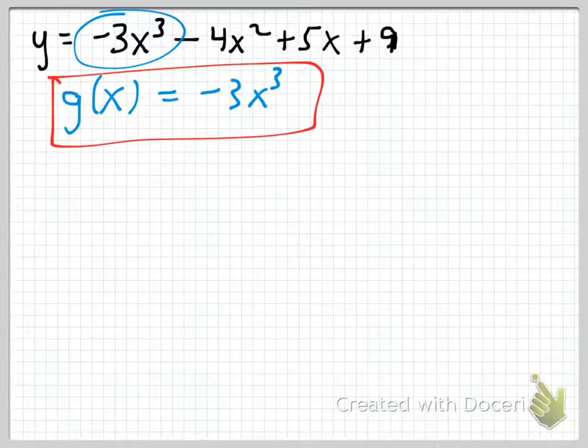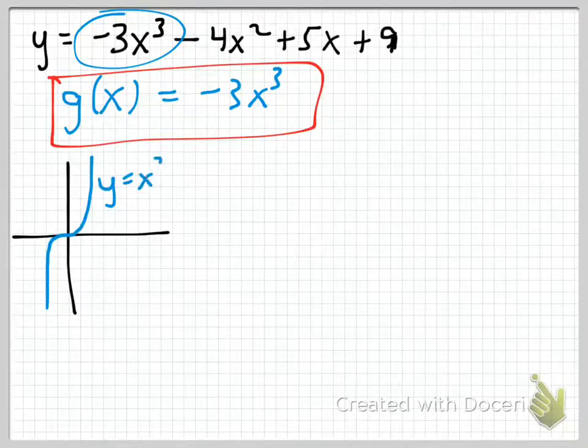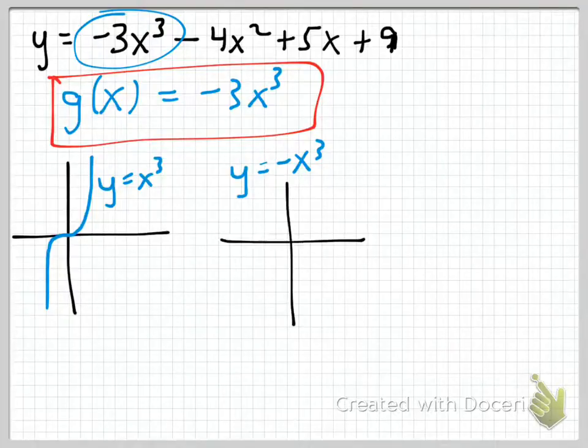Okay, so what we remember about y equals x cubed is that it looks like this, just like that. Alright, so if that's y equals x cubed, then if we look at y equals negative x cubed, well, we know that that's a reflection.